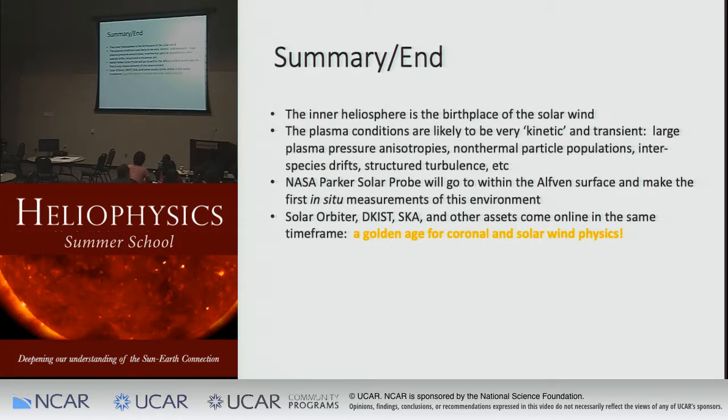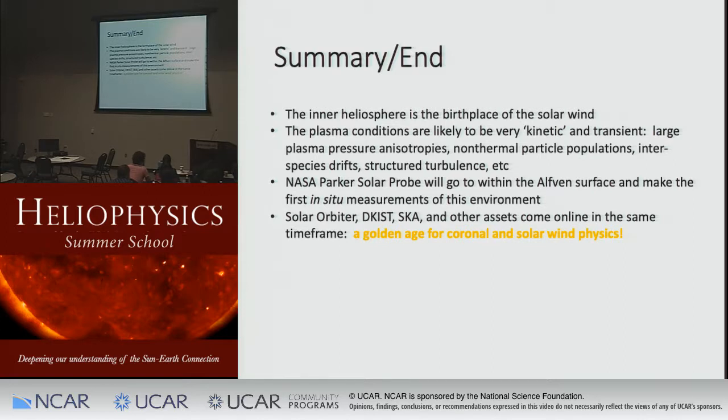There's one point I'd like to make here at the end. So my summary is this: the inner heliosphere is obviously the birthplace of the solar wind. The conditions there, I think, are likely to be very kinetic. The plasma that we're going to see there is going to be a kinetic plasma with a lot of transient activity in it. So there'll be large pressure anisotropies. There'll be non-thermal particle populations, drifts between the species, structured turbulence, developed turbulence perhaps.